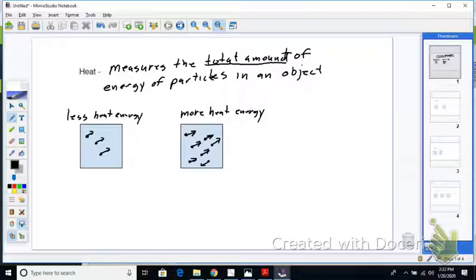Okay. I don't know if I did a good job of it, I tried to make them the same length. So let's say they're all the same length. Which one has a higher temperature? More heat. This side has more heat, but what's the temperature of the right side versus this side? Should be the same.